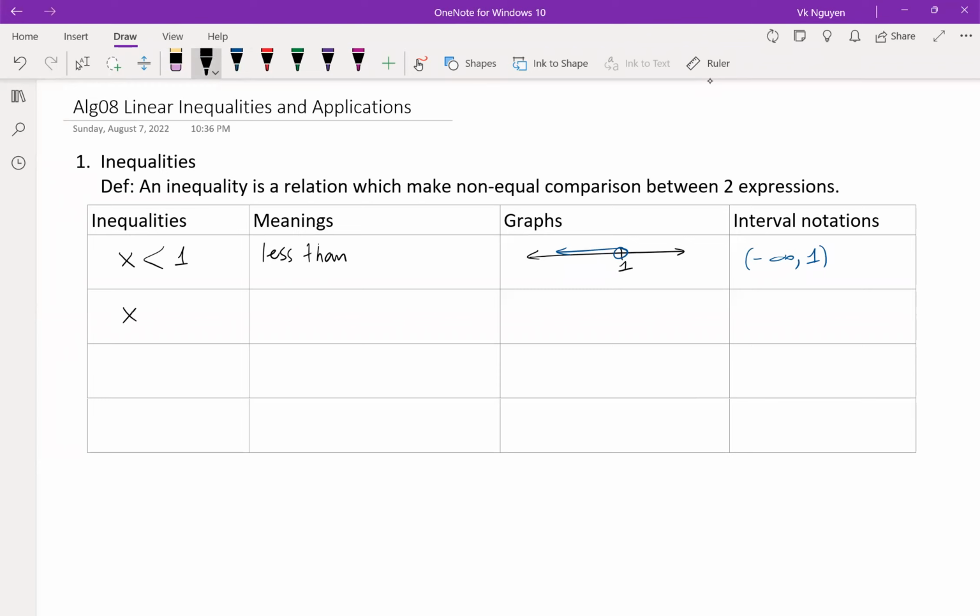Second inequality, x less than or equal to 1, meaning it's less than or equal to. It can also be at most. The graph of this one, because we have equal to 1, we use a solid circle to include 1. The arrow goes to the left side. Negative infinity to 1. To include 1, we use the bracket instead of parentheses.